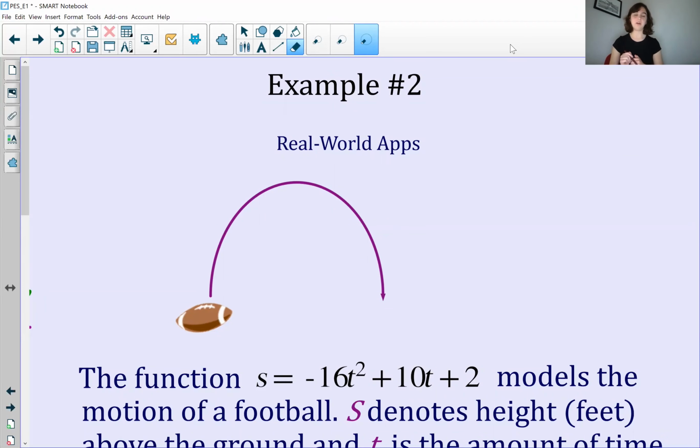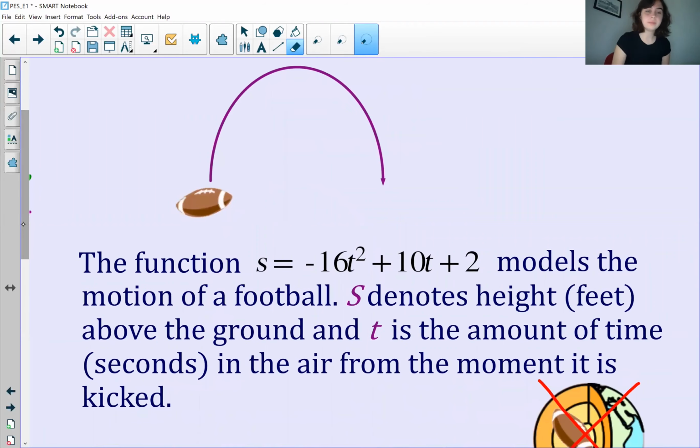It's really about how putting these functions into context, where domain and range are really going to matter. And so let's just get started.